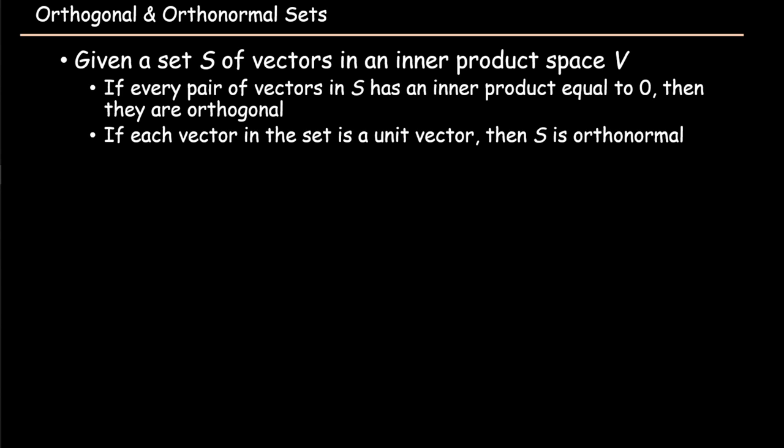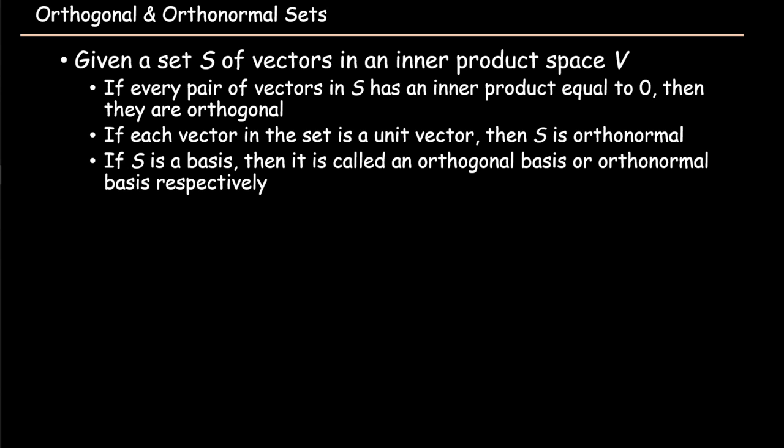Now, if each vector in the set has a magnitude of 1, i.e. is a unit vector, then S is orthonormal. If S is a basis, then it is called an orthogonal basis or an orthonormal basis, respectively.